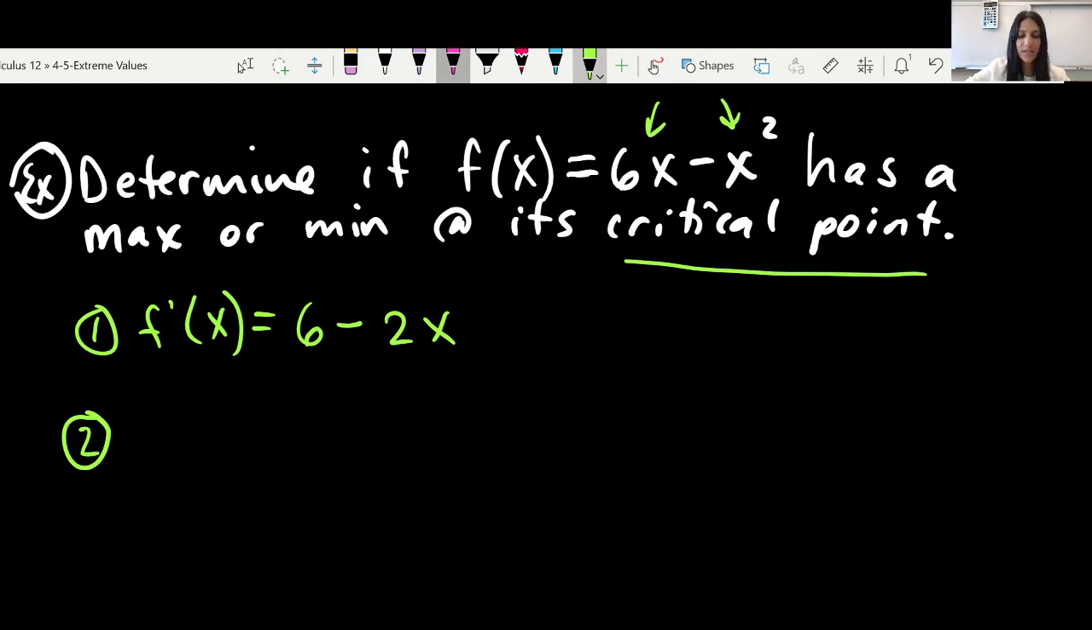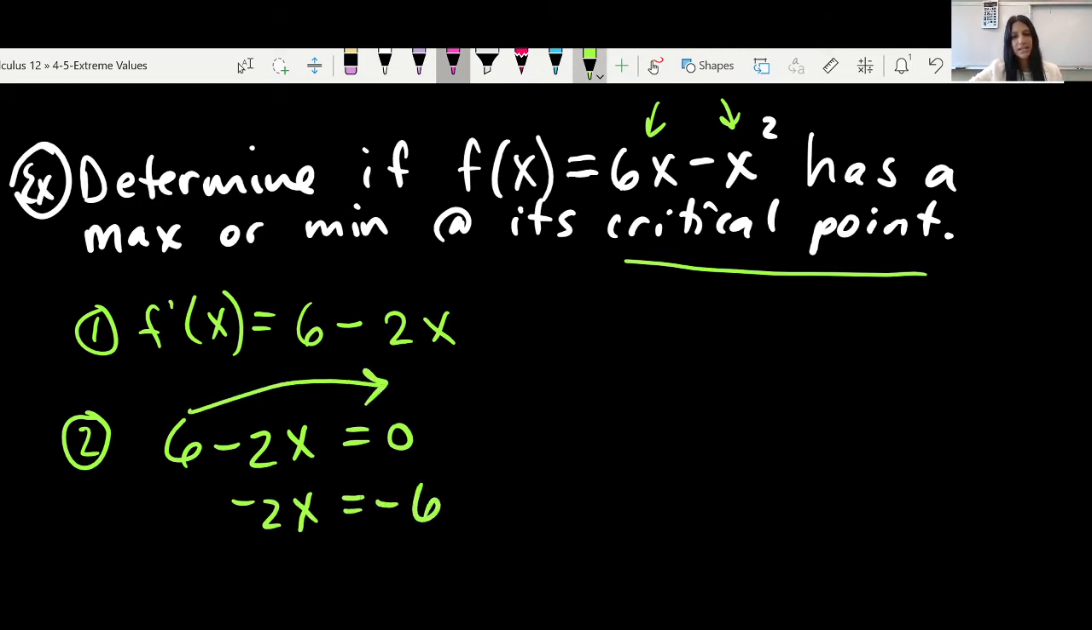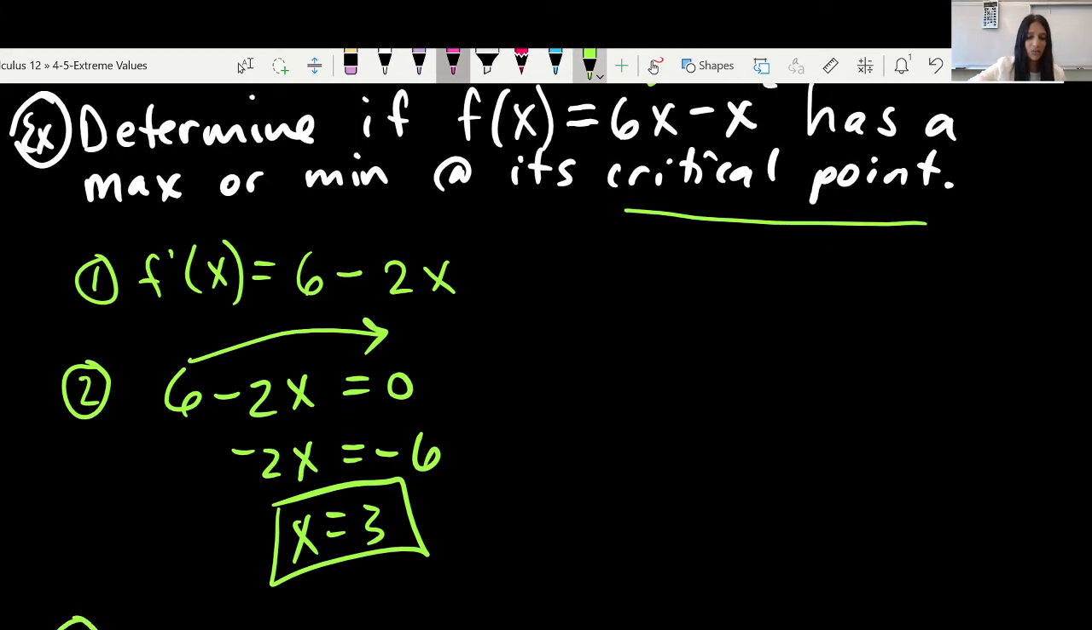The second step is to find the critical point by setting the derivative equal to 0. So we have 6 minus 2x equal to 0. The first step is always find the derivative. Second step, set it equal to 0 and solve. When we move things around, I get negative 2x equals negative 6, and we can see that x is equal to 3. So we took the derivative, we set it equal to 0, we found the critical point, and then this third step is that we want to test points on either side of the critical point.